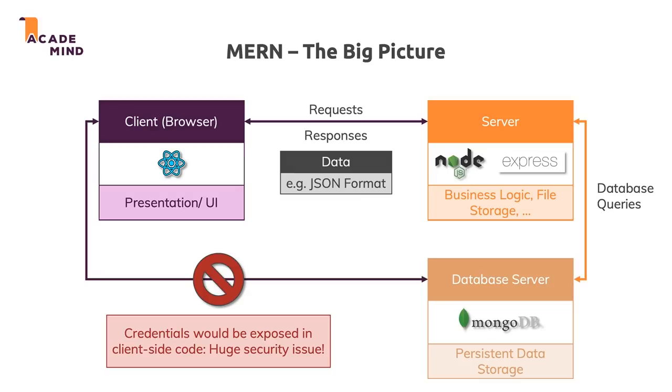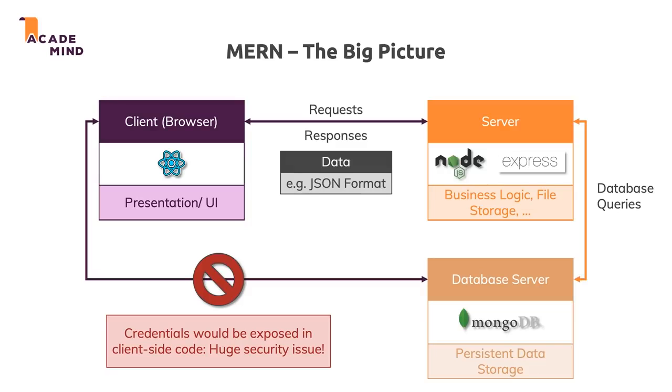So if that code would include the credentials for your database, your users could hack your database. They could gain access to it. So we do this on the server side where the code is not readable by our users. And from the client side, we just send requests and responses to the server. And on the server, we decide which requests we want to handle and which responses we want to send back.